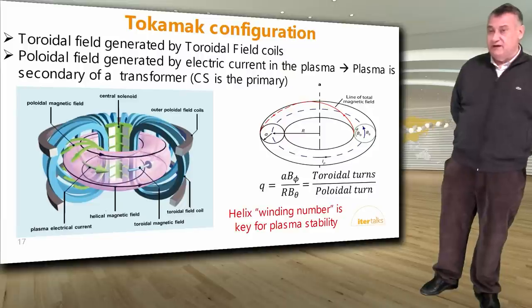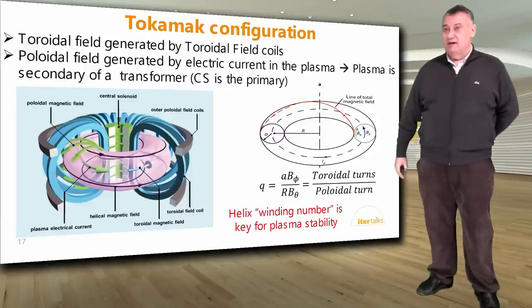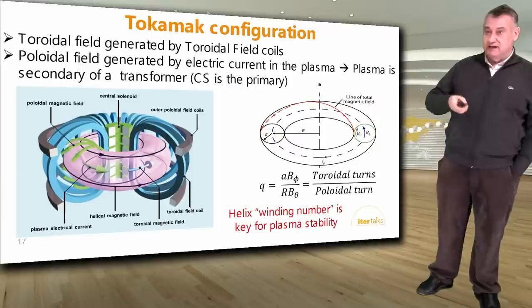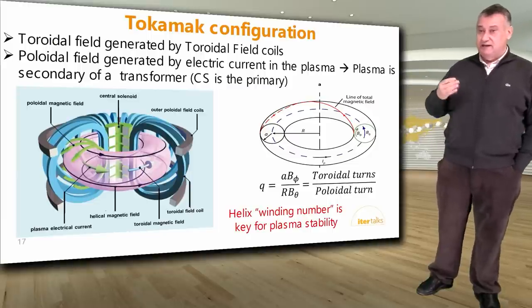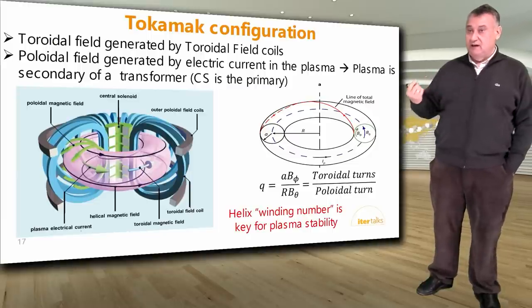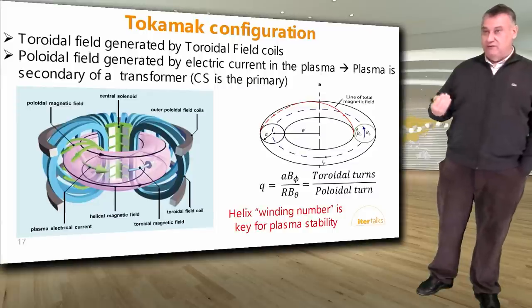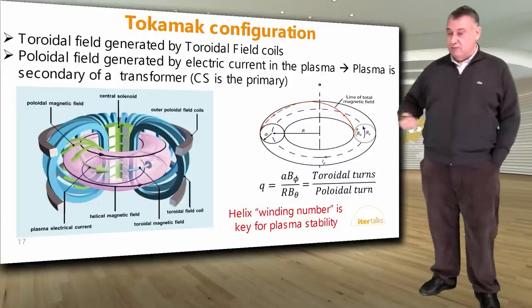It is made of three key components, let's say. One is the toroidal field coils. These are in blue on the left side, and these are the ones that produce the main magnetic field of the donut. That provides the confinement.